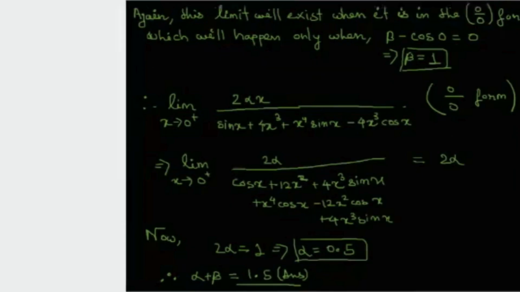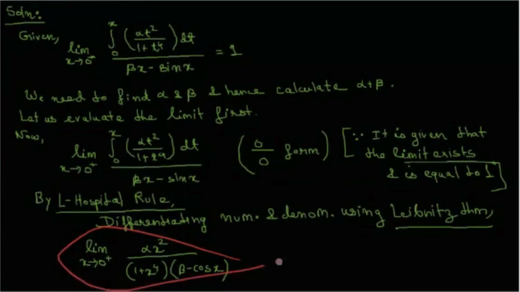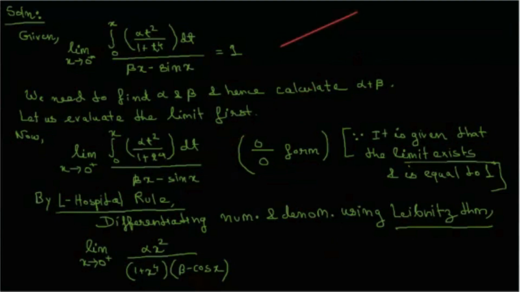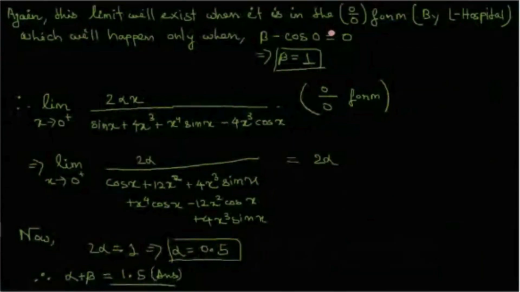Now what does it mean? We are saying that this limit will exist because it already exists, which is given in the question. It is equal to 1. So if we put x equals 0 in the numerator, we are getting 0. So that the limit exists, we need to make the denominator also 0, so that it becomes a 0 by 0 indeterminate form. Which means if we put x equals 0, this part becomes 1 and this part becomes beta minus cos 0, which needs to be 0 for the limit to exist, which means beta has to be 1. So we are getting the value of beta to be 1 so that the limit exists.